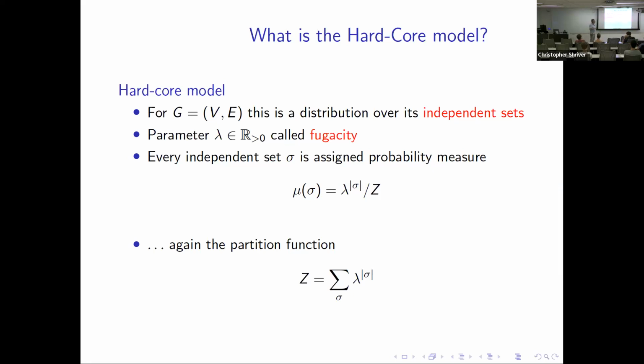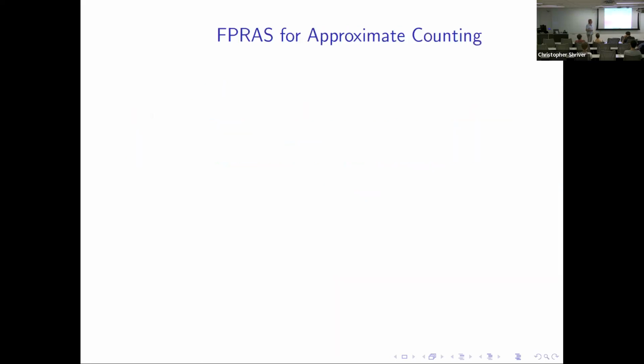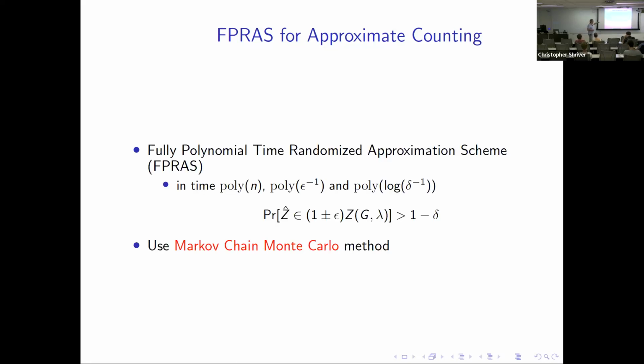We have been discussing yesterday algorithms that estimate this partition function, if you remember. We described in detail Weitz's deterministic approach to estimating the partition function. Today, we mostly focus on randomized algorithms. We are going to discuss the FPRAS. What is an FPRAS? FPRAS stands for fully polynomial time randomized approximation scheme.